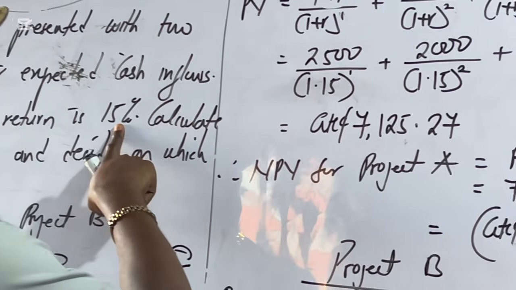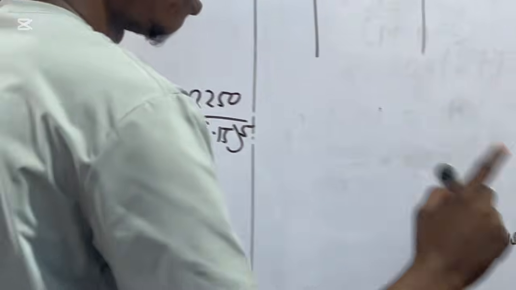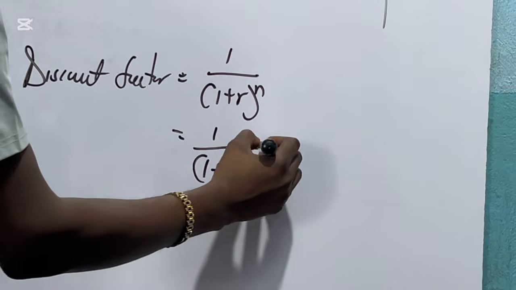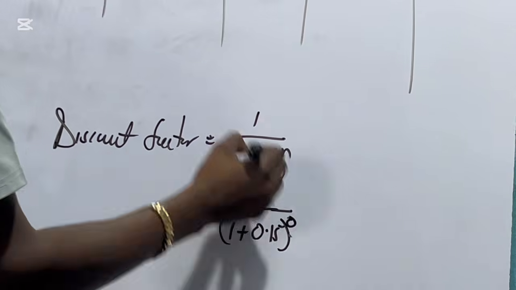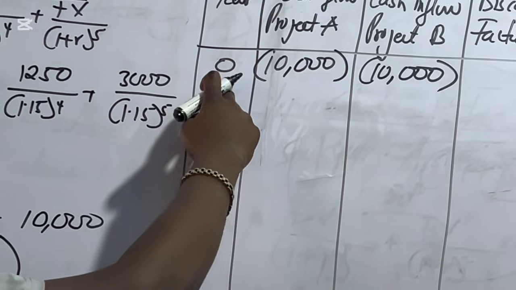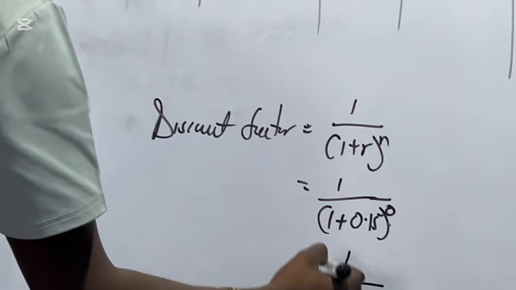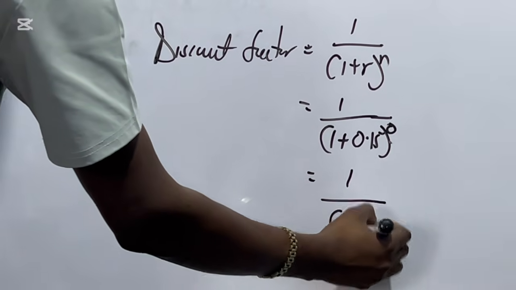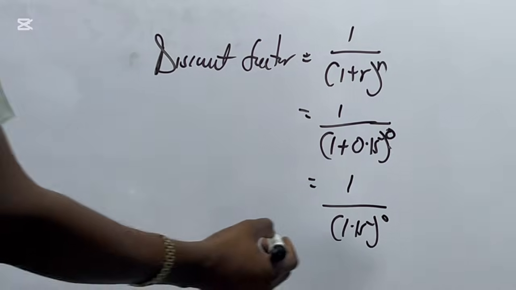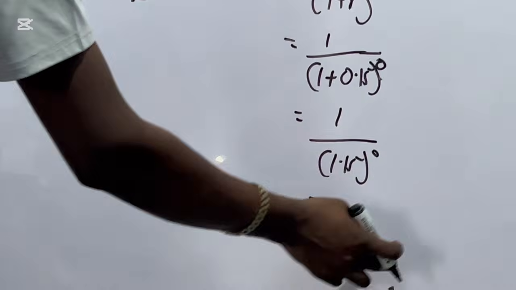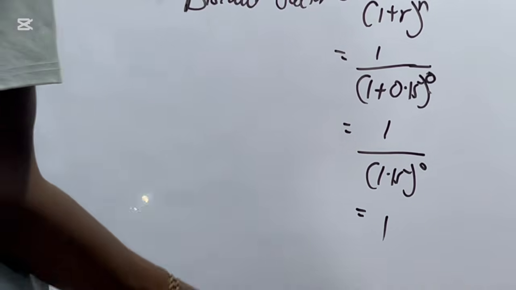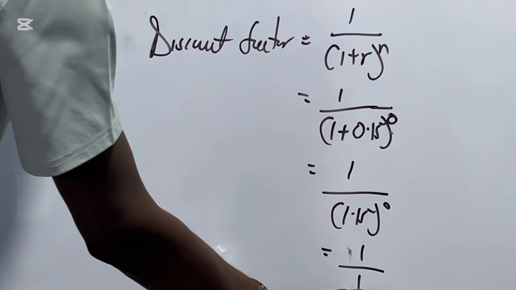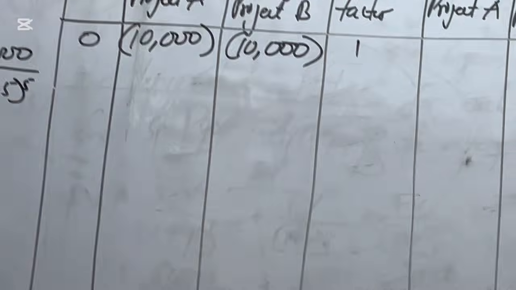Remember, 15% means 0.15. Raised to the power the number of years, which is 0 years. So, 1 plus 0.15 is just 1.15. Raise the power 0. And in mathematics, if I put all of this in a calculator, my answer is 1. Why? Because in mathematics, we say any number raised to the power 0 is 1. So our discount factor here is 1.